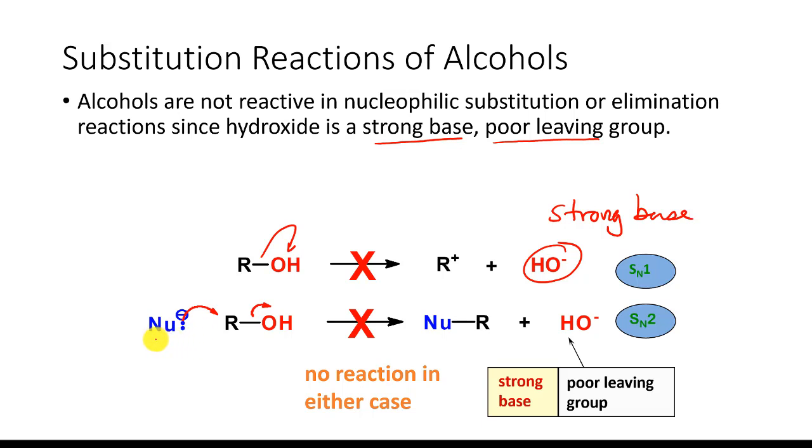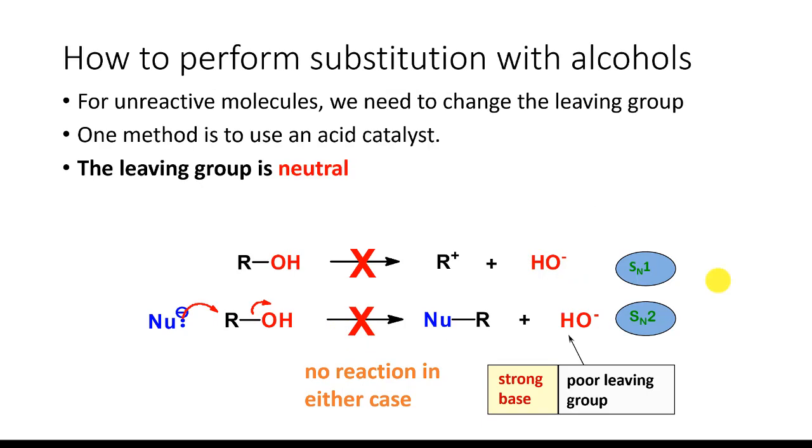When the nucleophile comes in to attack the carbon containing the hydroxy group, when the hydroxy group were to leave, it would leave as a strong base, and as a result the equilibrium is really not favored in the forward direction, strongly favored in the leftward direction. So generally, when we have molecules that are unreactive, what we try to do is modify the leaving group. And if we can modify the leaving group so that it comes off as a good leaving group, then we can make the reaction happen.